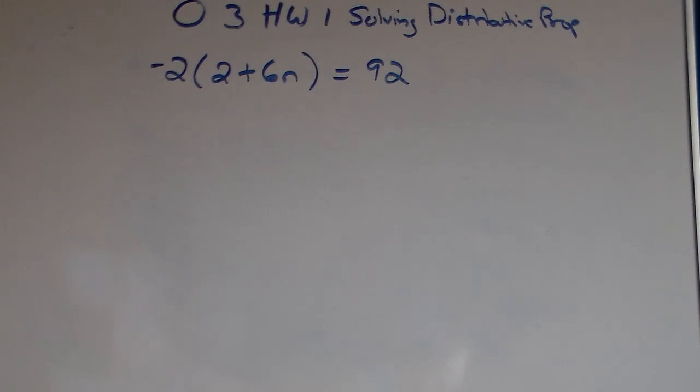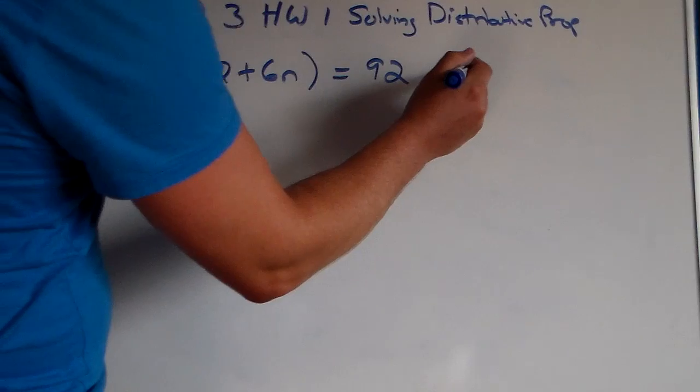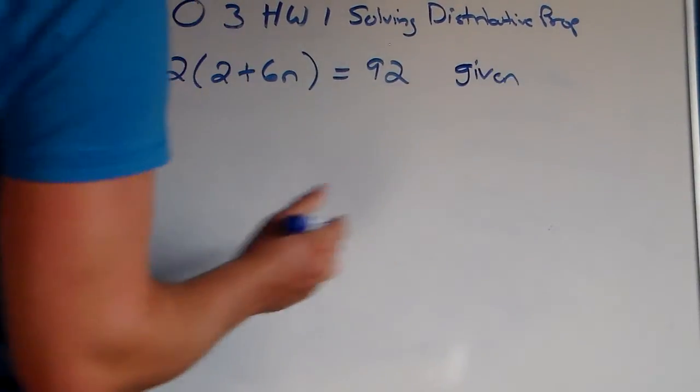Alright, this is problem number 10 here. We have -2, parentheses, 2 plus 6n, close parentheses, equals 92. Now our goal is to get n all by itself. We're going to isolate the variable. So how are we going to go about doing that? Well, first, looking at this given problem, we're going to distribute. So let's write our notes down here. This is our given problem. We write given next to it.